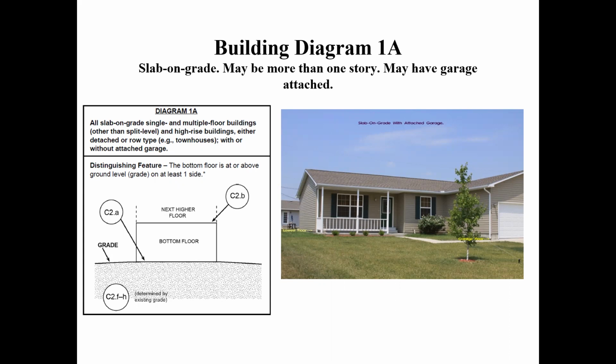So this is diagram 1A. This is a slab on grade. The sketch shows you the top of the slab of this house. C2A is the top of the bottom floor, and that's where you should be measuring. And then C2D is the top of the garage floor. We do have an attached garage here, so we should be measuring from the top of the garage floor for that part. And then C2B would be NA on this house because there is no next higher floor.